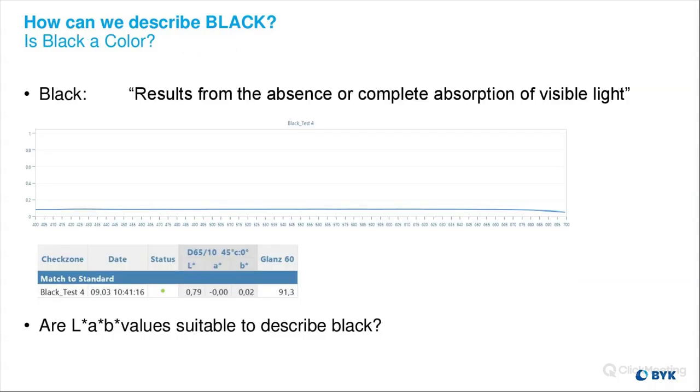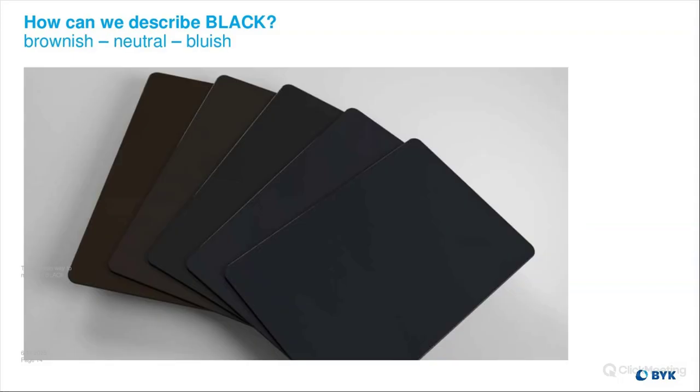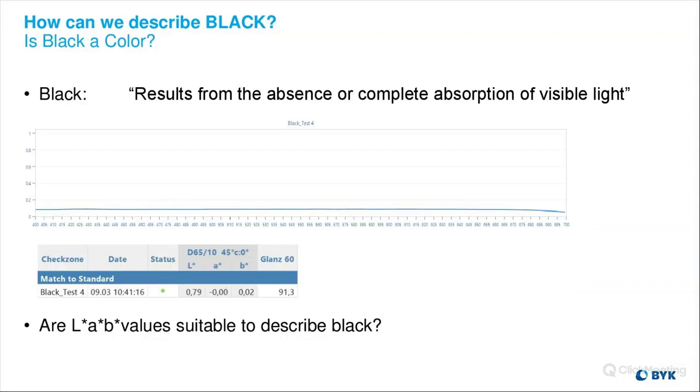And so with that, again, what is black? Is black truly a color? When we look at the definition of black, it is the result of an absence or the complete absorption of visible light. So black means that there's no light. And when you have an instrument that measures light and then puts it into these LAB values, you have to ask the question, are LAB values suitable? Because at certain points, we can measure all of those original black samples, but all of our L, A, and B values are going to be identical, which is no good if we're trying to describe them numerically.